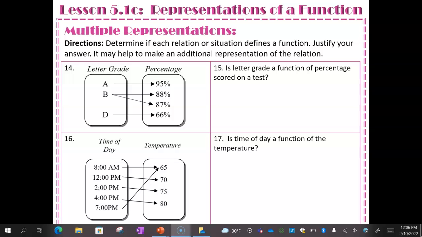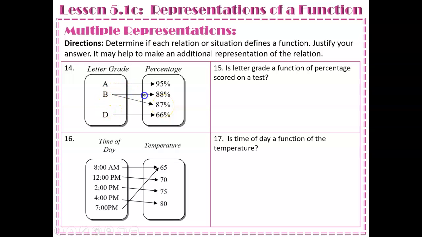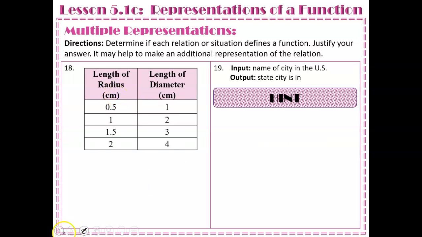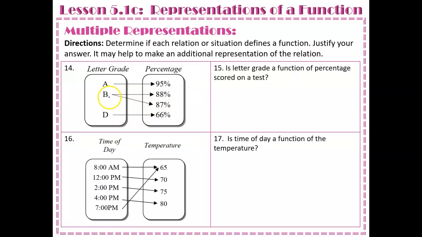Number 14, if you look at the letter grade and percentage, the percentage is not a function of the letter grade because look, you can have a B and you can have 2 separate percentages. You can have an 88 and an 87. So no, B has 2 outputs.